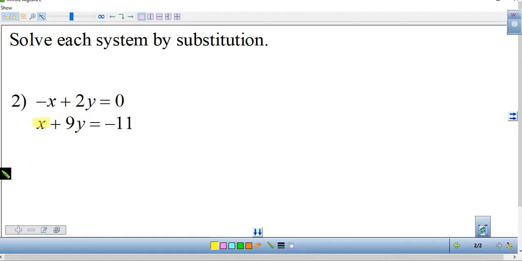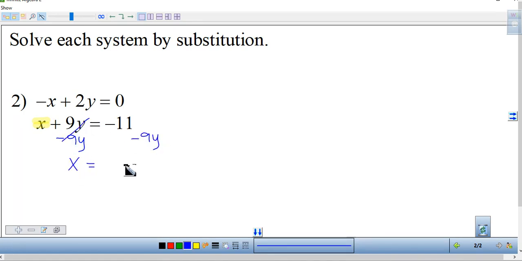So I'm going to solve for x in the second equation. I can do this in one step. To get x completely by itself, I'll subtract 9y. So now I have x equals negative 11 minus 9y. I can't combine these two terms because they are not alike. One of them has a y and the other one doesn't.